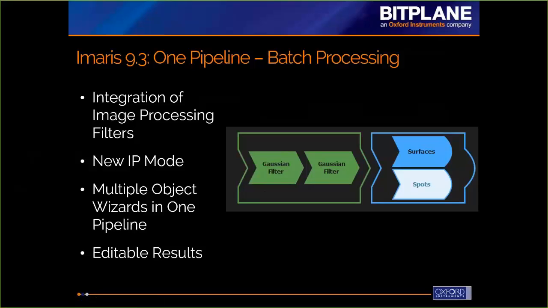But it's here to illustrate that you can tie together multiple filters. It could be two Gaussian filters, one for each channel in an image, or it could be different types of filters. You could invert your channel. Those image processing filters that we have within Imaris are available for batch processing. Then you can feed that image into our object detection wizards. You can use the surface wizard and spots wizard. You can do surfaces on every channel that you have and spots on every channel that you have, and all of that is contained within one pipeline.